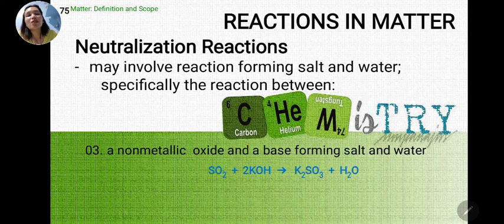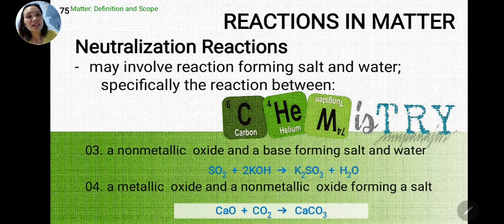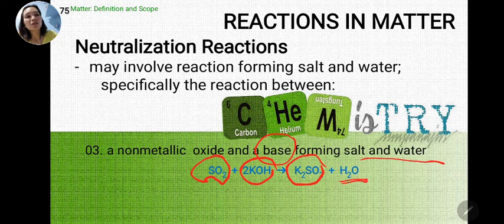Another one is a non-metallic oxide and a base naman, forming salt and water. Kanina acids yung pinag-uusapan natin. Acid and base. Ito, acid and base. This one is an acid and a metallic oxide. The next one is a non-metallic oxide and a base naman. A base forming salt and water. So, potassium hydroxide is a base, and we have a non-metallic oxide, sulfur dioxide. Okay, so you're forming a salt, potassium sulfate, that is a salt, and water.